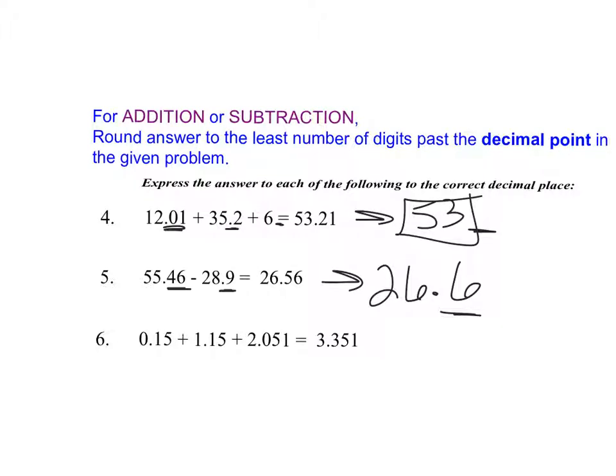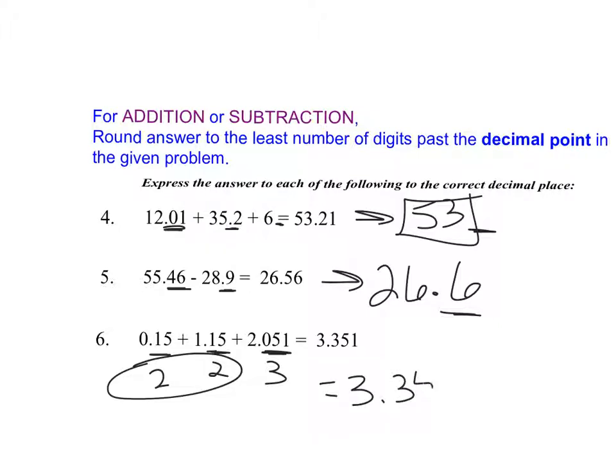Last but not least, number 6, 0.15 plus 1.15 plus 2.051. Well, 0.15 has 2 numbers past the decimal. 1.15 has 2 numbers past the decimal. 2.051 has 3 numbers past the decimal. So 2, 2, and 3. It's safe to assume that y'all know that 2 is less than 3, we hope, which means you have to round your final answer to 2 numbers past the decimal. 3.35 will be your final answer there.